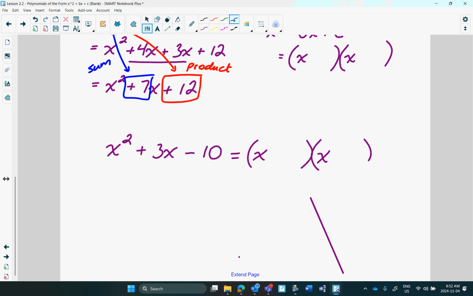Well, they're going to have a sum of 3 and a product of -10. What two numbers fit that? No, not an x. Just tell me two numbers that add to 3. -2 and +5. Right? -2 plus 5 is 3. -2 times 5 is -10. So those are the numbers that go in.